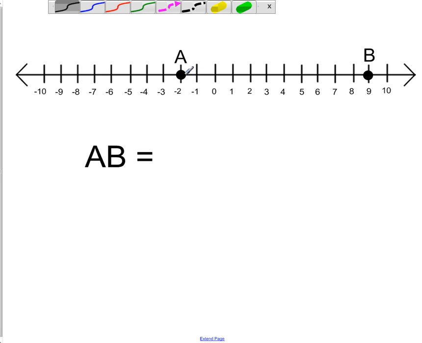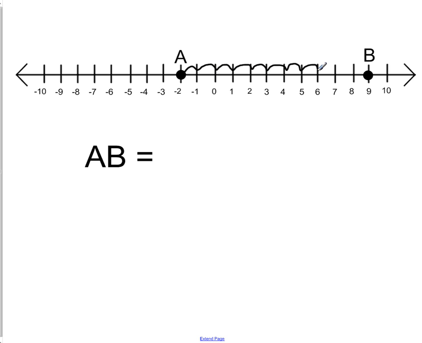So there's 2 ways to do it, maybe more than 2, but 2 that I'm going to explain. We could just count. So we go from -2, we go 1, 2, 3, 4, 5, 6, 7, 8, 9, 10, 11. So there's 11 spaces between A and B, so the answer is 11. But we're not always going to count out each different step. We're going to be looking at other ways to do this.